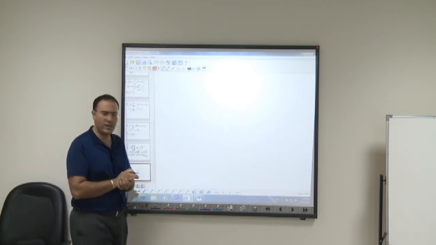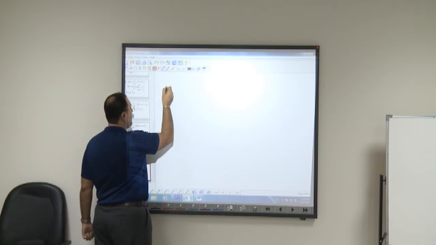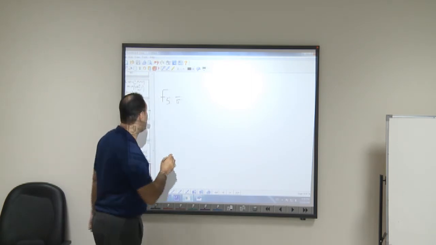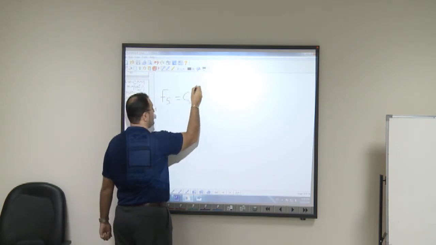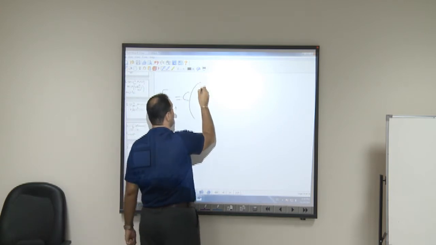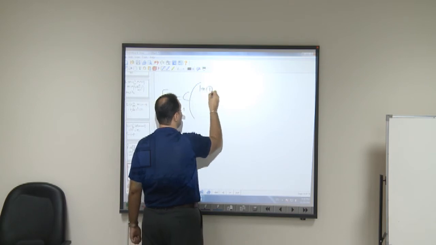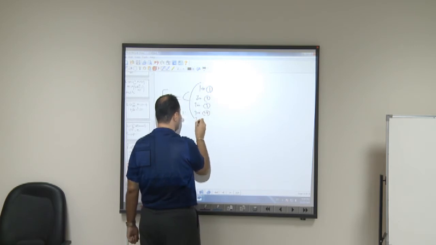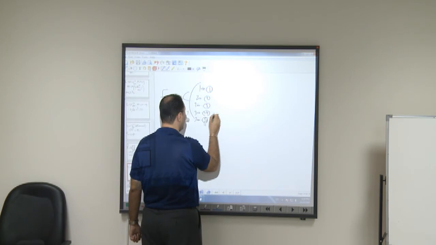What are we going to be solving for here? F5. What is F5 in finance? It's C, a future value. We have $100 after 1 year, 200 after 2 years, 200 after 3 years, 300 after 4 years, and 300 again after 5 years, right?